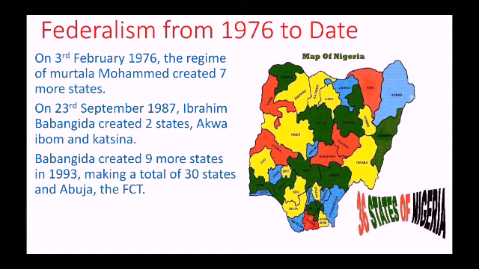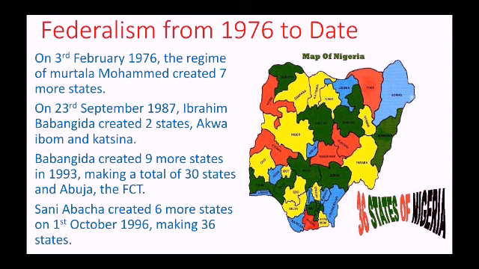So Babangida created 2 states initially, and then again he created 9 extra, making 11, which means Babangida created 11, Murtala Mohammed created 7, Yakubu Gowon created 12. So everything was the total of 30 states.